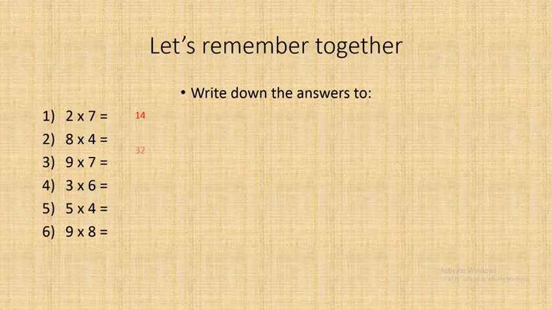8 times 4, 32. 9 times 7, 63. The most important thing here, guys, in every year of your life, is the times table in math. Because the times table is the key for everything after that, okay? So 9 times 7 here equals 63.